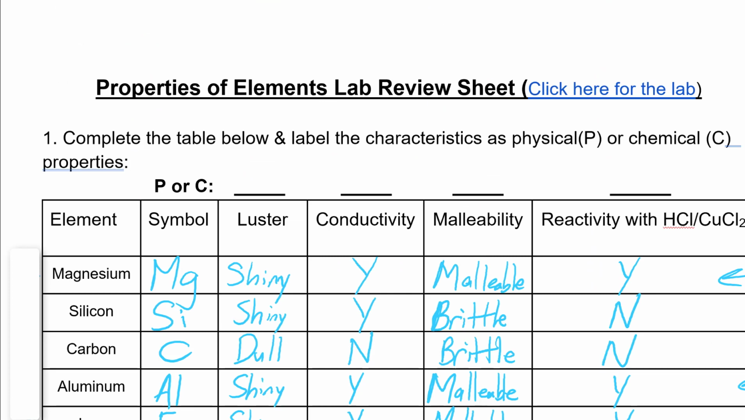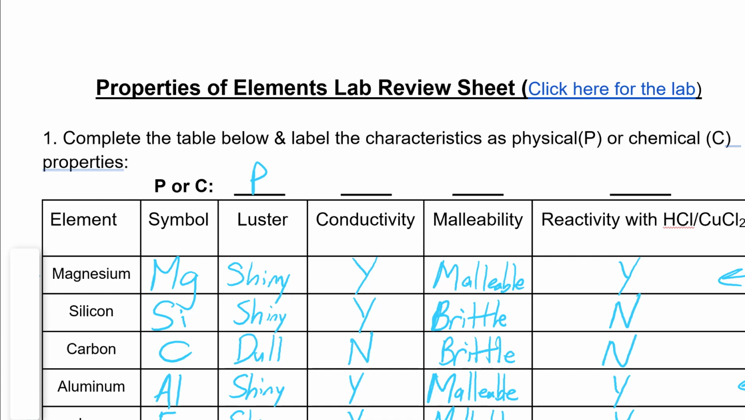It's important to know which of these characteristics is a physical property and which of them are chemical properties. So remember that a physical property is one that can be observed without changing the substance, and a chemical property can only be observed by changing the substance. So, luster. To see something is shiny or dull, it will not change. So you're going to write physical.